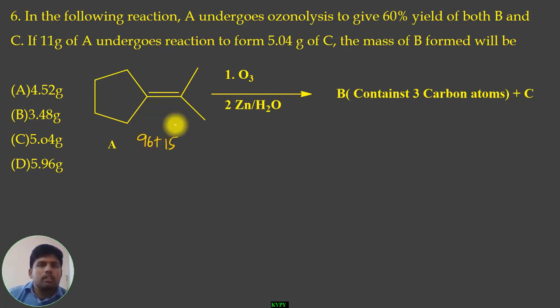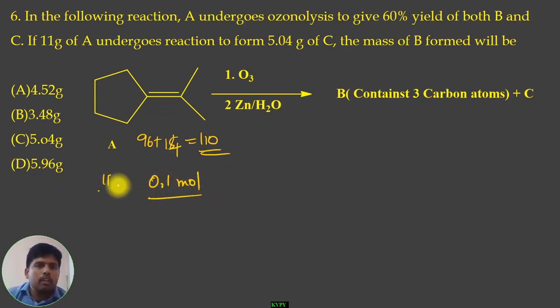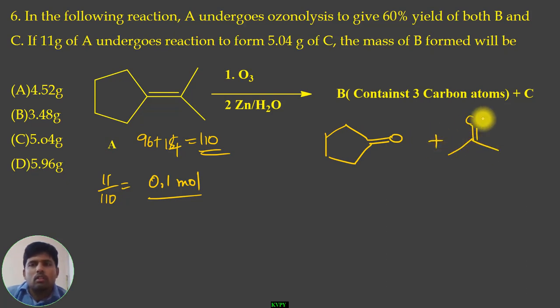Yeah, there is no carbon here. It's actually 14 only. So it's 110. So 11 gram means 0.1 mole. So 11 by 110 is equal to 0.1 mole. And only 60% yield is obtained. That means, see, 1 mole of this reactant on ozonolysis gives 2 products. On this product, another one will be acetone. These are the 2 products obtained by ozonolysis.